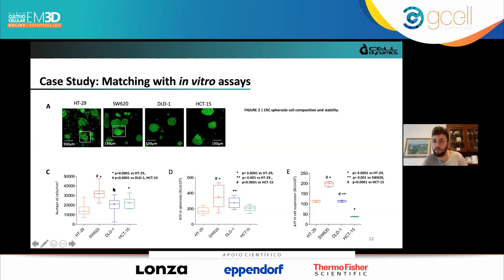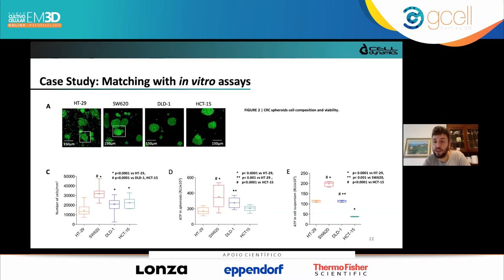We count the number of cells for an area of 1 square millimeter with confocal imaging. Cells are labeled in green, and you see that there is a direct correlation between the density measured with our device and the number of cells composing the spheroid. Also in that case, HT29, which have the lower density, have also the lower number of cells. So they are composed of few cells compared to the other three cell lines, and SW620 also in that case shows the best performance. A similar trend is also maintained when we analyze the ATP content with CellTiter-Glo. HT29 spheroids are also less viable compared to the other three, with SW620 showing the highest viability, so the highest ATP content.